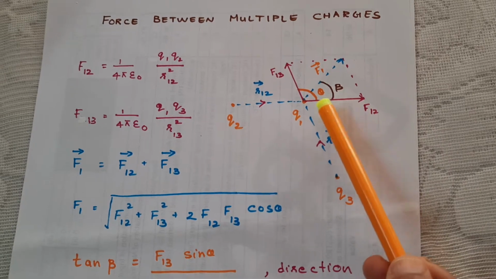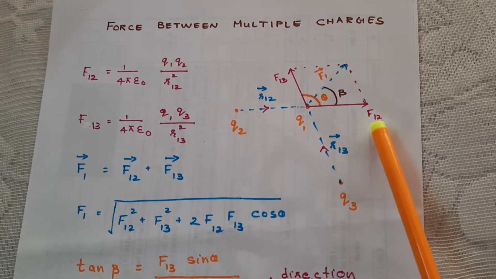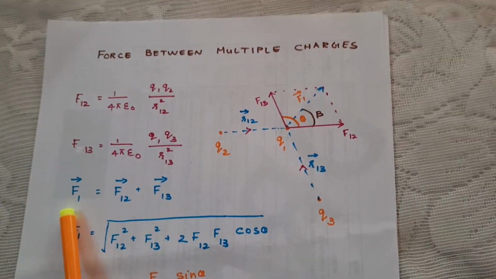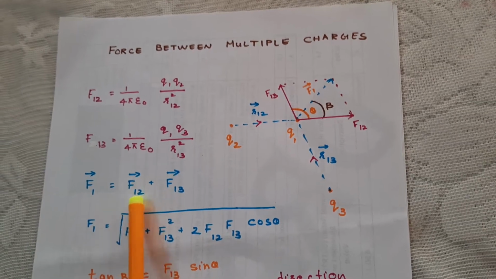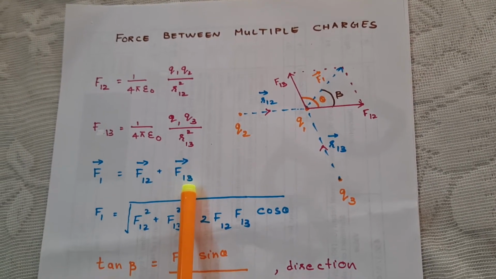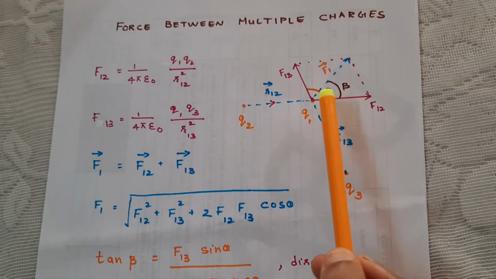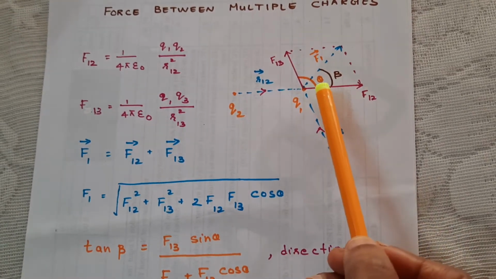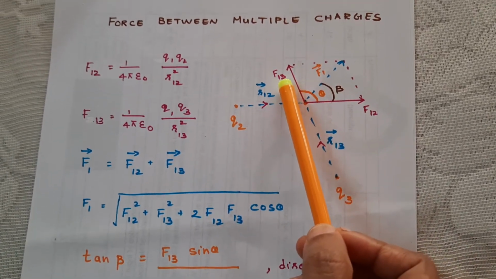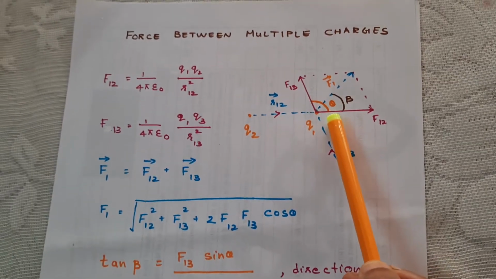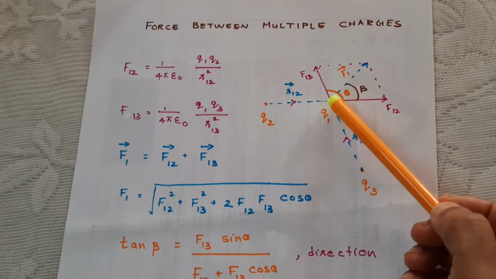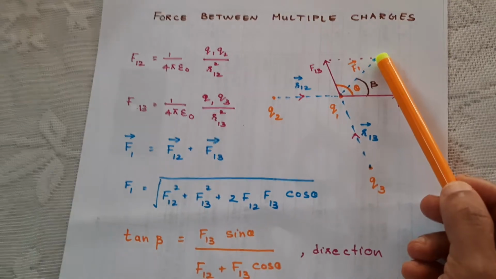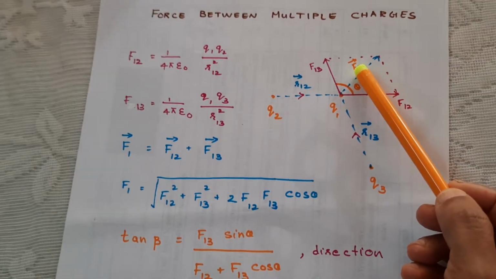The net force on charge Q1 is the vector sum of the two forces. Net force vector F1 is equal to vector F12 plus vector F13. According to the parallelogram law of vector addition, complete the parallelogram with the two forces as the adjacent sides of the parallelogram. The diagonal drawn from the common point gives the resultant force. The resultant force is F1.